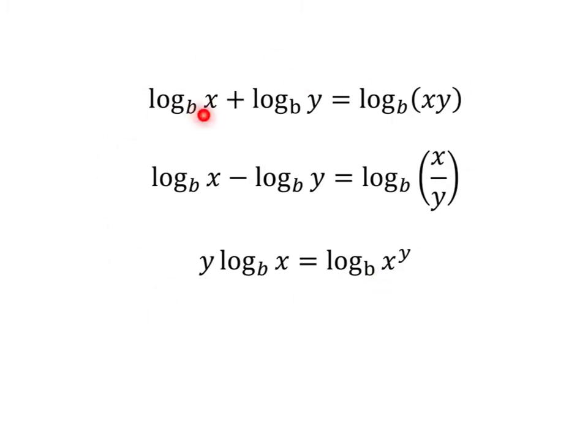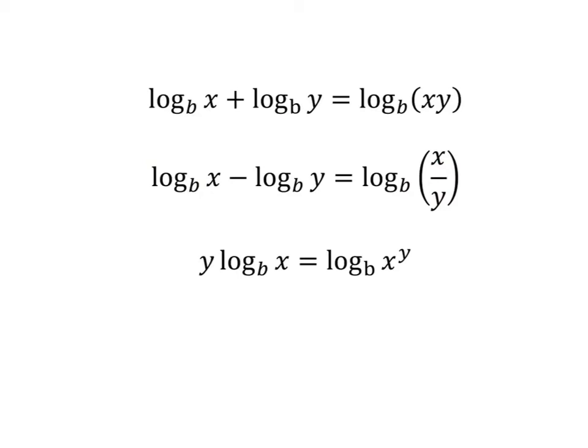If I had log base b of x plus log base b of y, in other words, if I'm adding two logarithms that have the same exact base, the answer is one logarithm with the same base of the product, x times y. These two multiply. And if I'm subtracting two logarithms that have the same exact base, that's equal to log base b of the quotient, x divided by y.